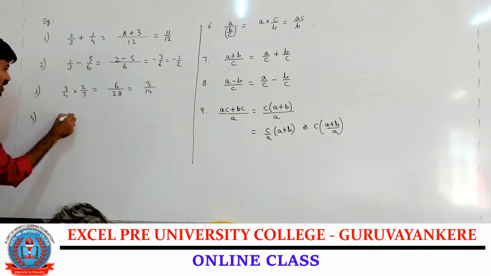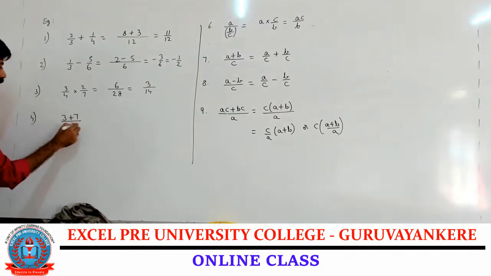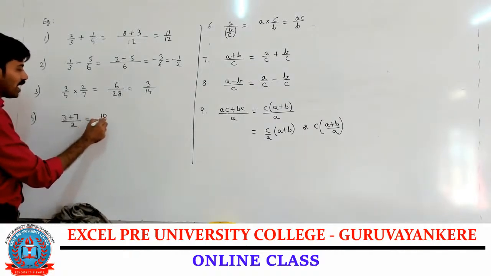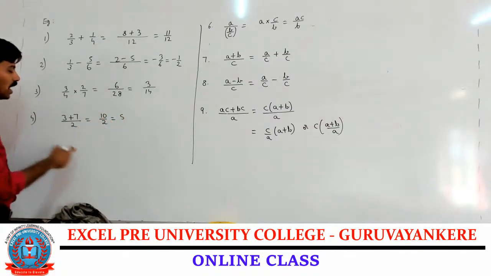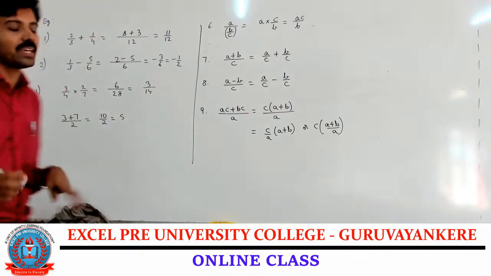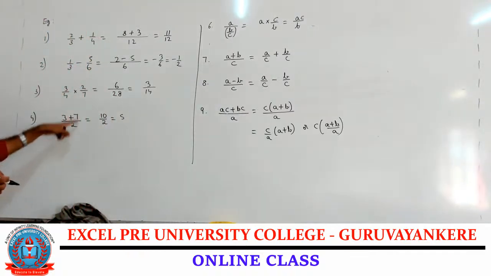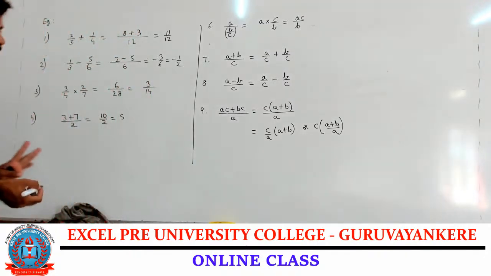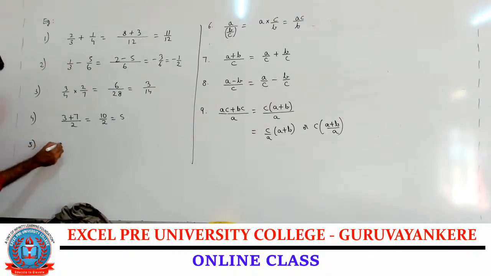Suppose we got 3 plus 7 divided by 2. Directly you can add, 3 plus 7 is 10 by 2, which is equal to 5. Or 3 by 2 plus 7 by 2. If you separate out and simplify also, it gives 5 only. 3 by 2 is 1.5. 7 by 2 is 3.5. 3.5 plus 1.5 is 5. Okay. Such things you must know, basics.